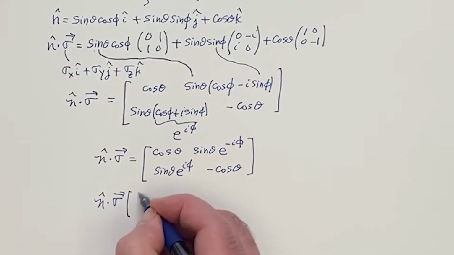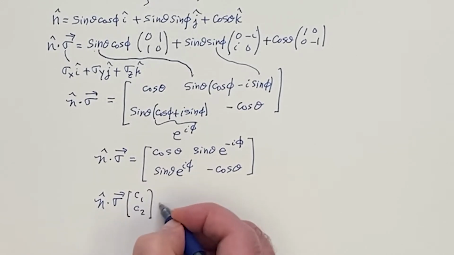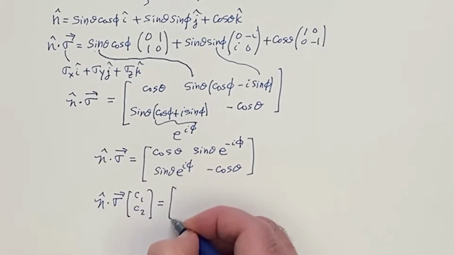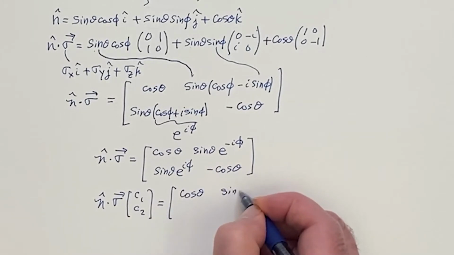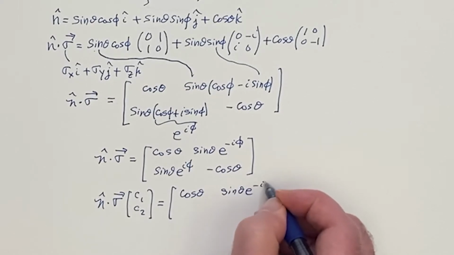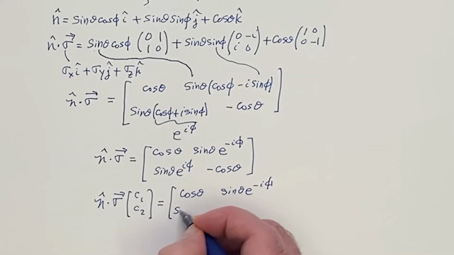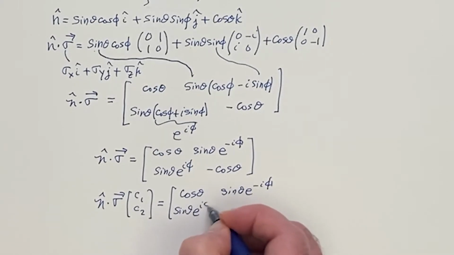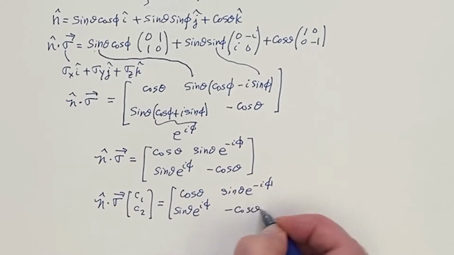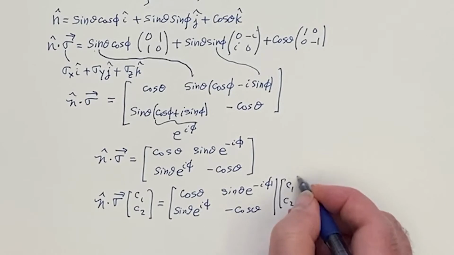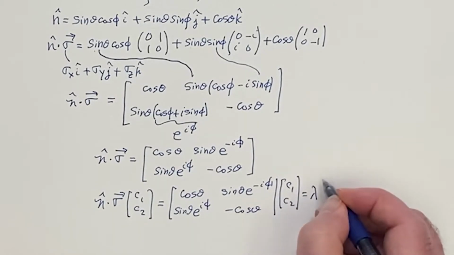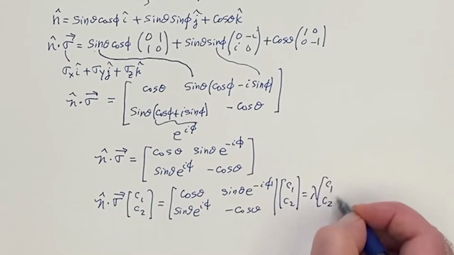So I take this operator, and we're going to operate on C1, C2. Remember our regular approach here, cosine theta. Just copy this again, like that. And this is the sine of theta, e to the i phi, just copying. And this is going to be then C1, C2, and this has to give me the same thing back. I want to find what the eigenvalues are.